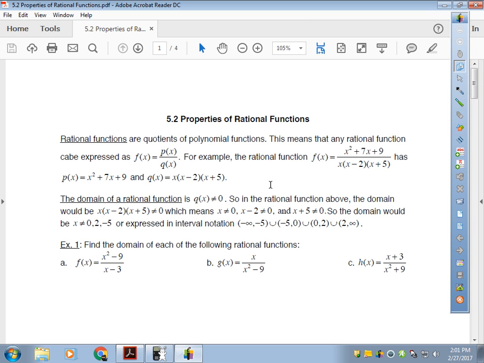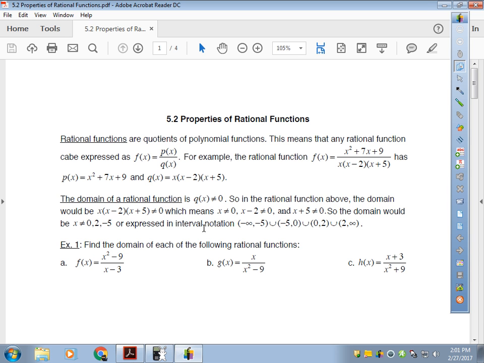And when we talk about rational functions, we've kind of talked about this before, but the domain of a rational function is that the bottom of it cannot equal 0. So in this rational function here, we would say x cannot equal 0, x minus 2 cannot equal 0, x plus 5 cannot equal 0. And we end up getting that x can't be 0, 2, and negative 5.